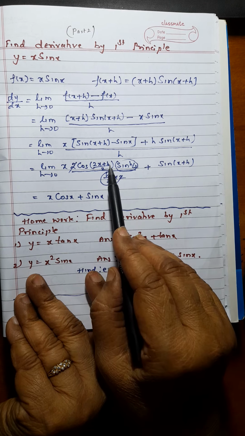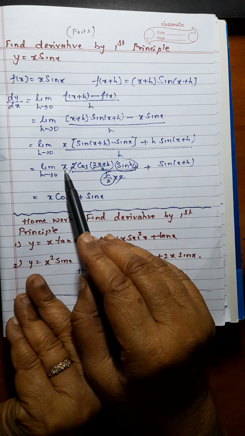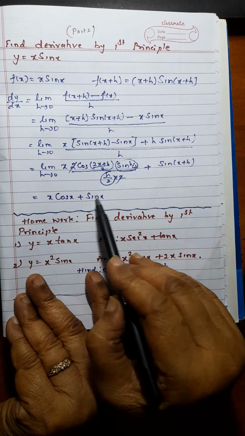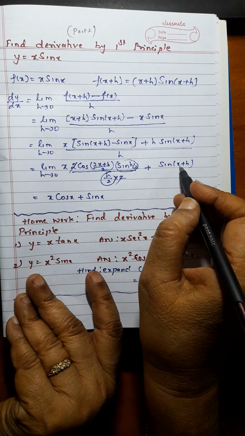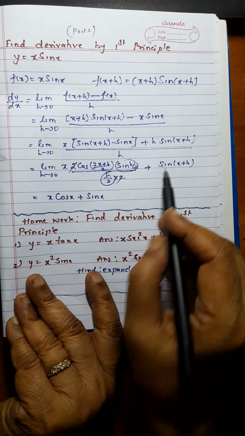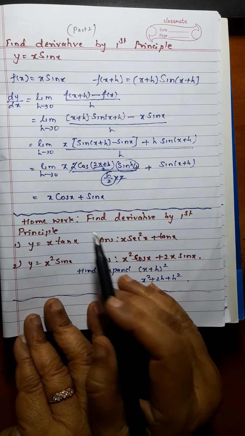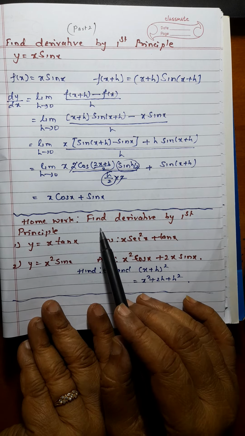And if you put h equals 0, you will get cos of 2x upon 2, that is cos of x. Of course, x is outside. X cos x. And this h is 0 if I write here, it will become sine of x.